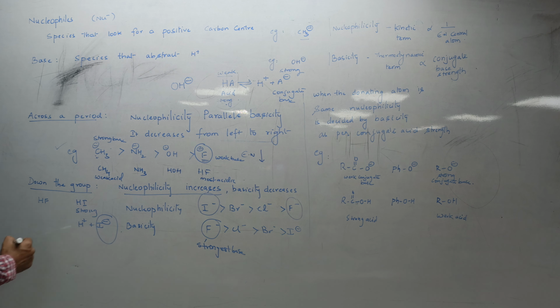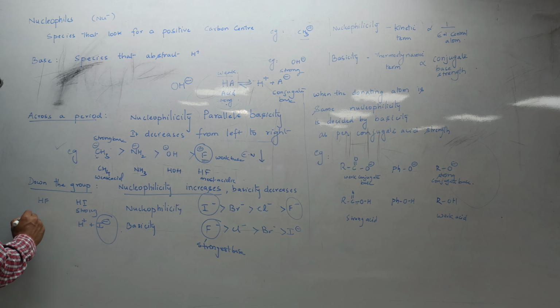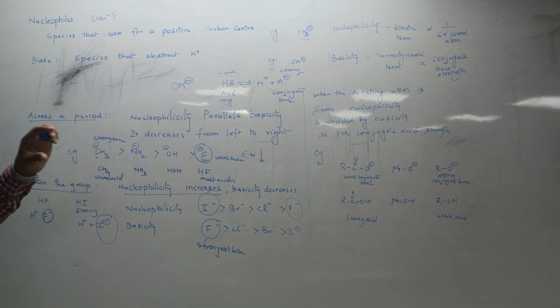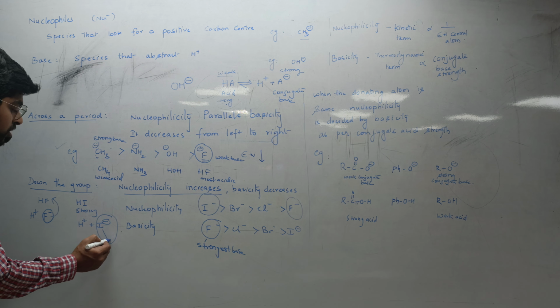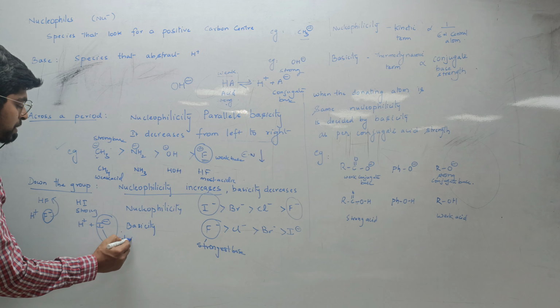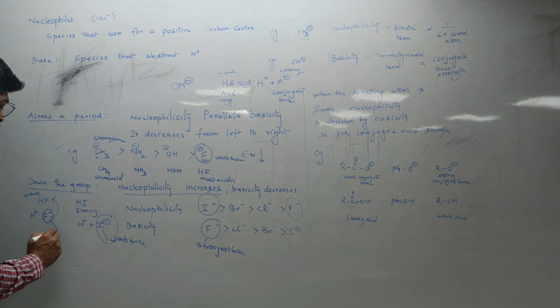Why? I minus is big in size, so charge density is less, so it will not take up the H plus easily. Whereas F minus is small in size, so negative charge is present in a very small area, so it will abstract the H plus back. That means it will form HF back, which indirectly means HF is not dissociating, which means it is a weak acid. So HF is a weak acid, HI is a strong acid. If HI is a strong acid, I minus, which is the conjugate base, is the weak base. HF, if it is a weak acid, F minus, which is the conjugate base, is the strong base.